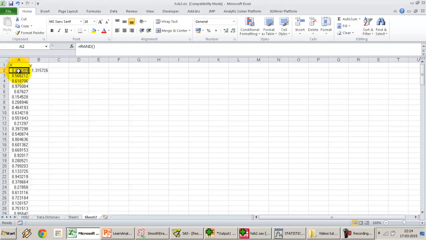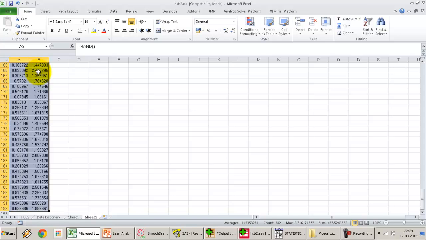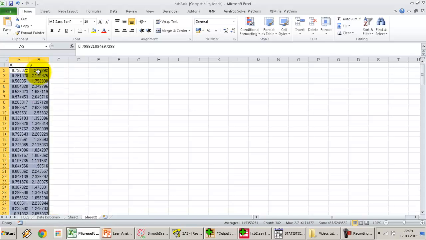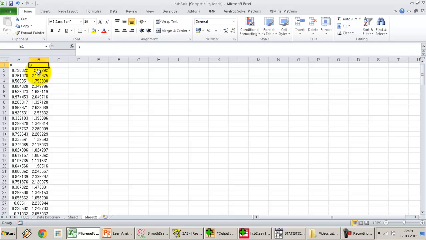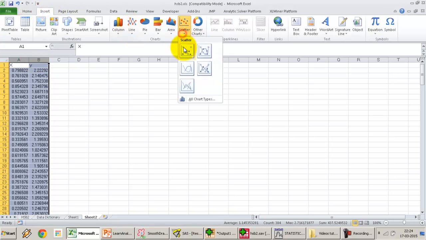I'm just going to lock this variable down, and I'm going to remove the formula. So Control C, paste as values, and we have this variable. So x and y. Now y is a perfect function of x. Therefore x and y have a very strong relationship with each other. But if I generate the scatter diagram for this, you will see that the relationship is very close.